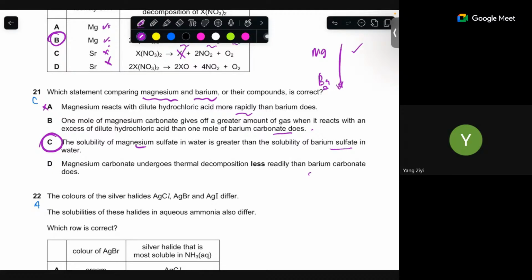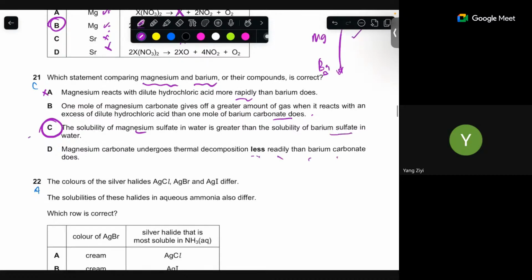But if you want to look at D, magnesium carbonate undergoes thermal decomposition less readily than barium carbonate. Please remember, going down the group, the thermal stability increases. So it means that the carbonate is going to be more difficult to decompose. So in this case, that is wrong. We want the correct one. Magnesium carbonate is supposed to decompose more easily than barium carbonate. So the answer is C.